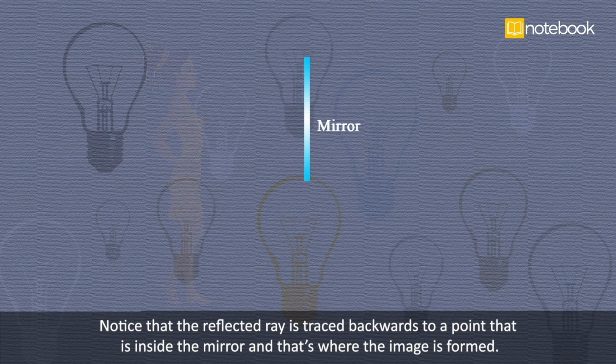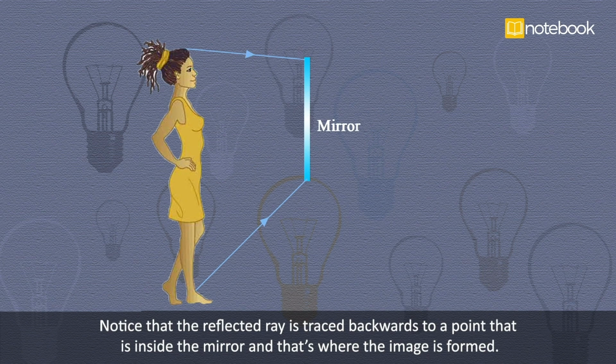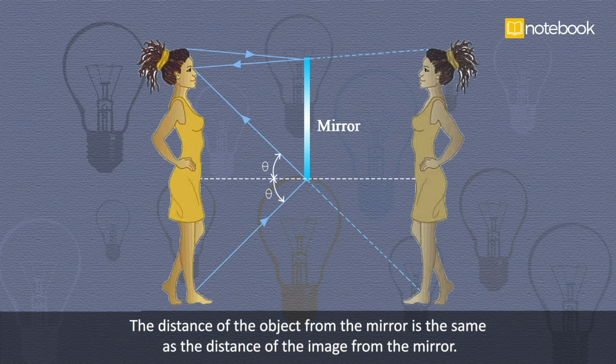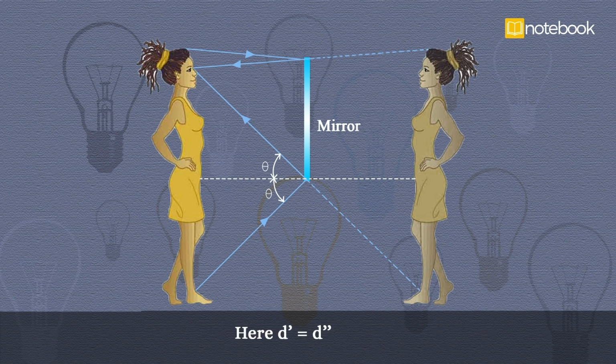Notice that the reflected ray is traced backwards to a point that is inside the mirror, and that's where the image is formed. The distance of the object from the mirror is the same as the distance of the image from the mirror. Here d dash is equal to d double dash.